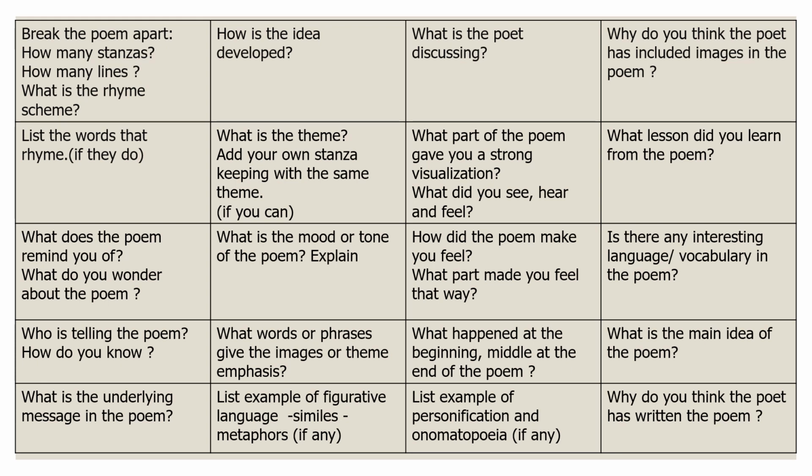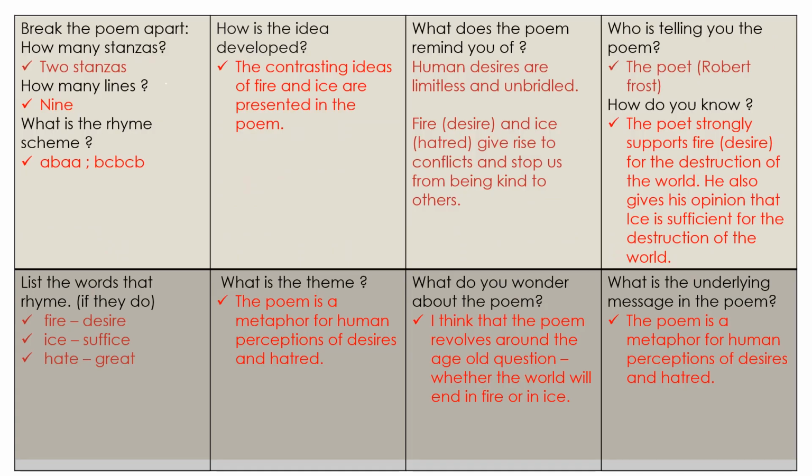First of all, break the poem apart. How many stanzas do we have? When we read the poem, we come to know that we have only two stanzas. How many lines and what is the rhyme scheme? Let's analyze the text. We have two stanzas in the poem. There are 9 lines in the poem. What is the rhyme scheme? A, B, A, B, C, B, C, B.